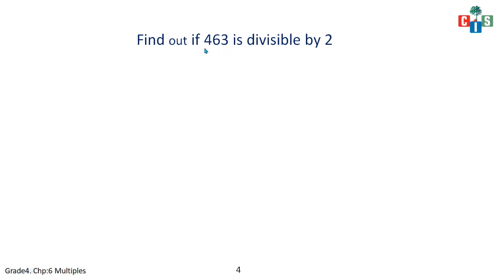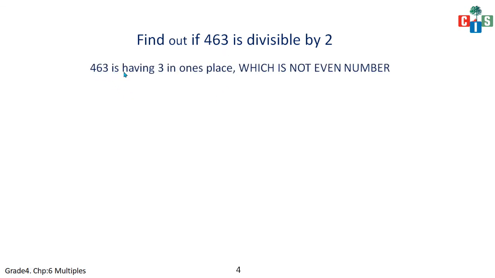Okay, so let's check whether the number 463 is divisible by 2 or not. As I told you, the unit digit should be an even number, but here 463 has 3 in the ones place, which is not an even number. 3 is an odd number. So I can say that 463 is not divisible by 2. Fine, only this much you have to say, that the unit place does not have an even number, and that's why it's not divisible by 2.